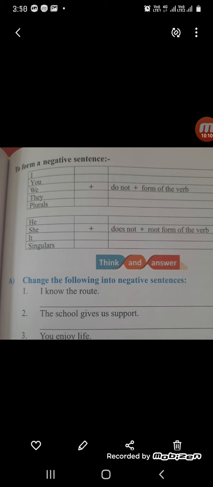Simple present tense. It's a habitual action. It's an action which takes place regularly. It is a universal truth that the sun rises in the east and sets in the west. These kinds of things are called universal truth. The Taj Mahal is the seventh wonder of the world. Again, it's a universal truth. So these kinds of sentences are said to be simple present tense.